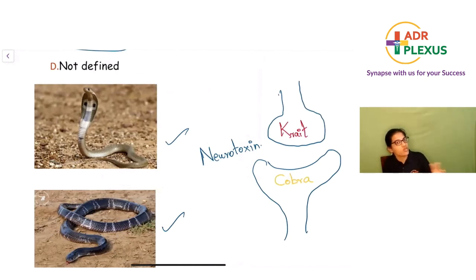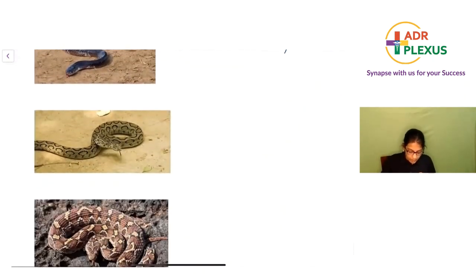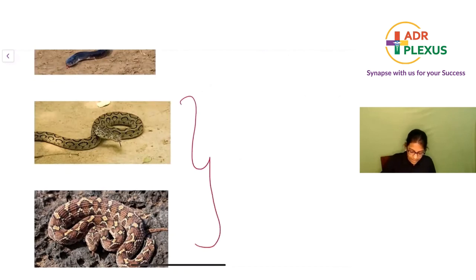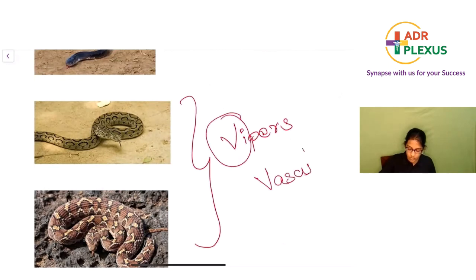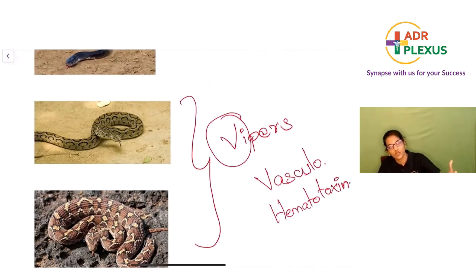Indian kraits can also at times produce features of myotoxins. They are also known to produce that. Myotoxin means they will generally present with renal failure. Then you have the vipers. V for vasculo or hematotoxin. So what will they produce? They will produce bleeding from all regions, bleeding from the local site, swelling of the local site, right? So that's what they will present with.